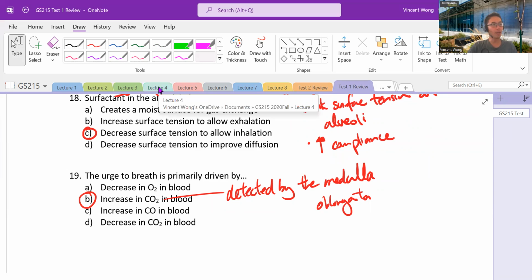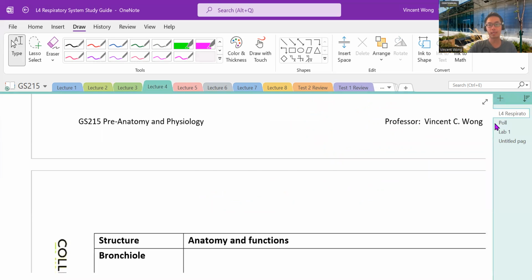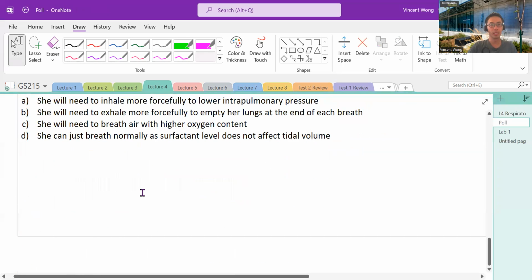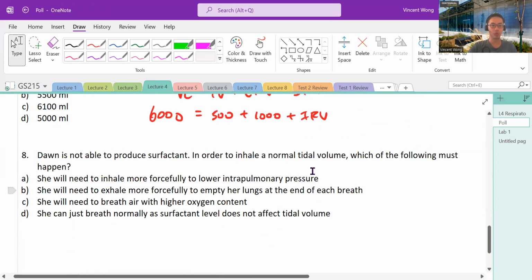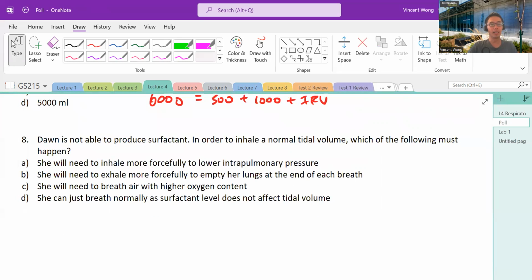I think there are a couple of other good poll questions from last time that we didn't have time to go through. Oh, there's only one good question that we didn't go through. It's probably worth talking about. Let me launch the poll for you. And let's go through that.